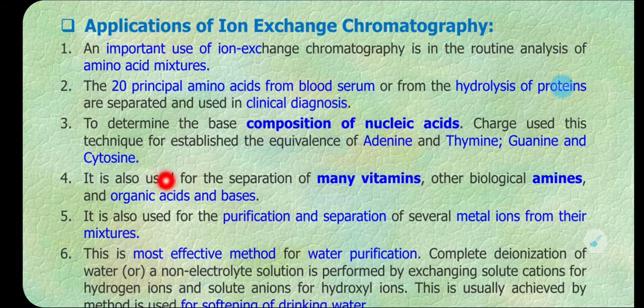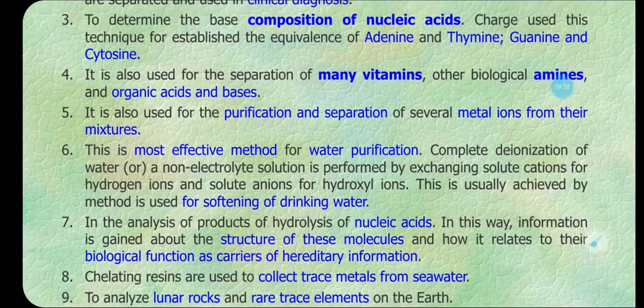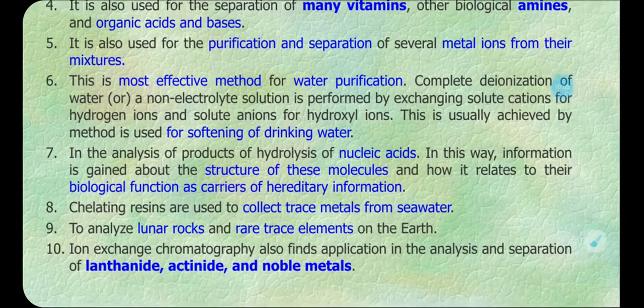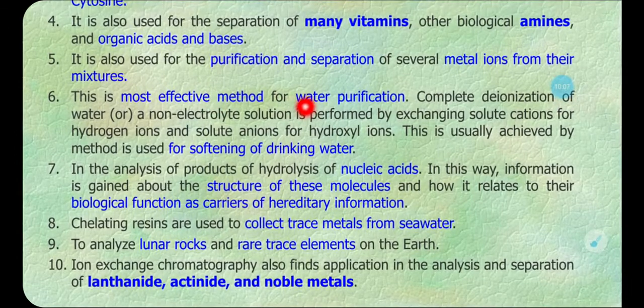It is also used for the separation of many vitamins, other amines, organic acids and bases. It is also used for purification and separation of metal ions from their mixture, that we already discussed. This is the most effective method for water purification. Complete deionization of water can be performed by ion exchange chromatography. So we can say it is used for softening of drinking water.